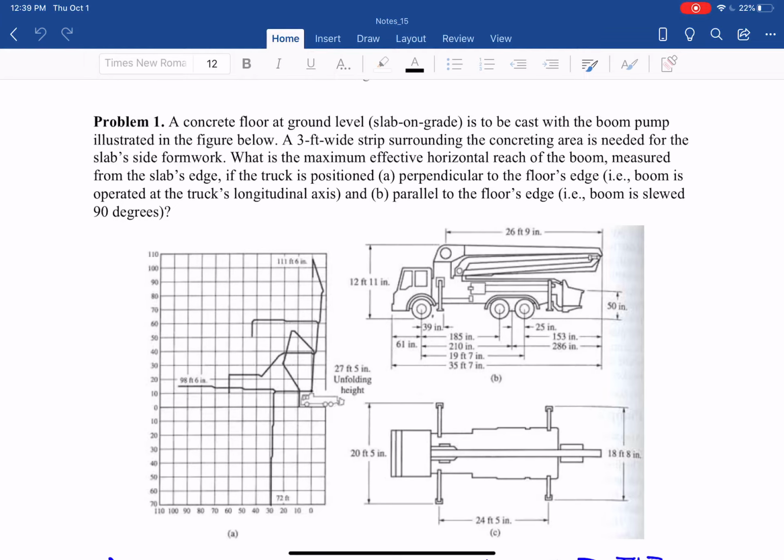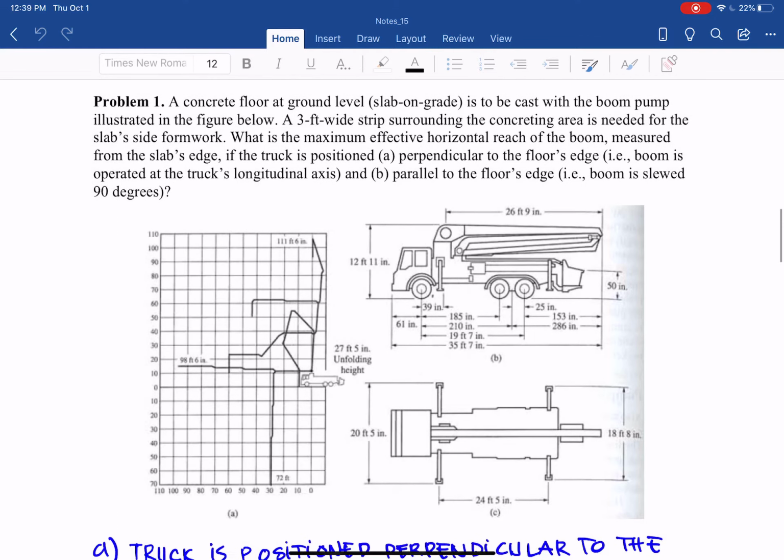Problem 1, we need to determine the maximum effective horizontal reach of the boom for a concrete pump. The problem gives us the concrete floor at the ground level, also known as slab on grade, to be placed with the boom pump illustrated in the figure below, as you can see there. And the 3-foot wide strip surrounding the concreting area is needed for the slab side formwork.